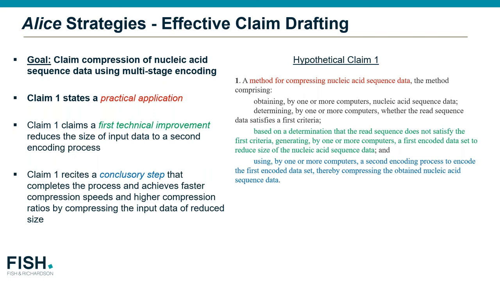If you put those two steps together, you create a very strong case for patent eligibility under 101, and you address virtually all of the deficiencies that were highlighted in the Stanford case. Next slide, please.